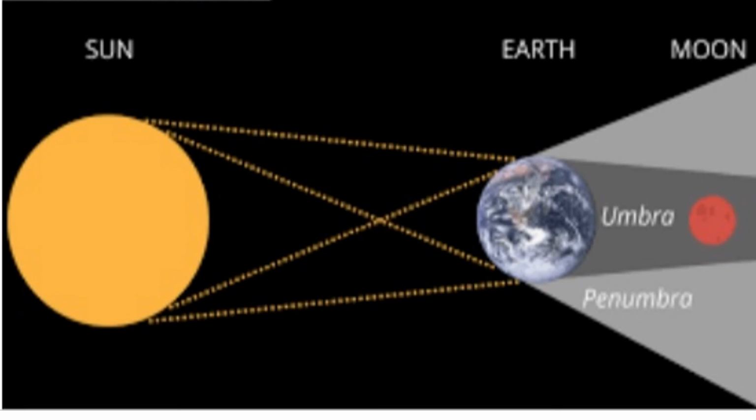Partial lunar eclipse occurs when only a part of the moon comes across into the earth's shadow. The part of the moon which comes across the earth's shadow appears very dark.